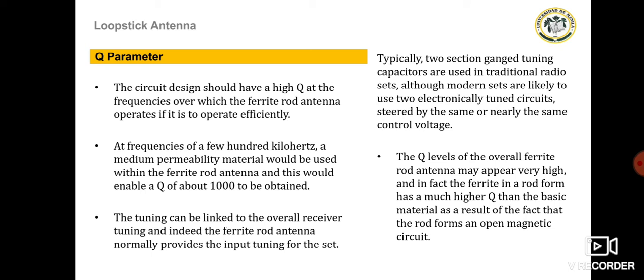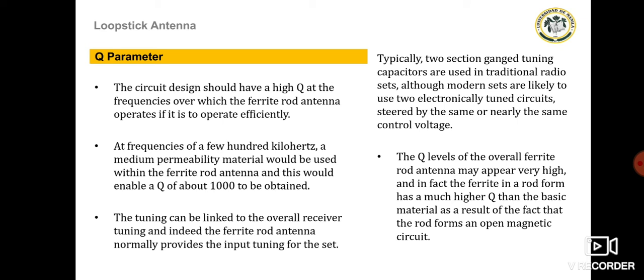As with any electronic circuit design, the choice of the various parameters for the ferrite rod antenna may require some compromises, but generally, a good level of performance can be achieved within the overall limits of this type of antenna. Ferrite rod antenna Q parameter. The Q or quality factor of the overall circuit in which the ferrite rod antenna coil is maintained is important in any radio design.